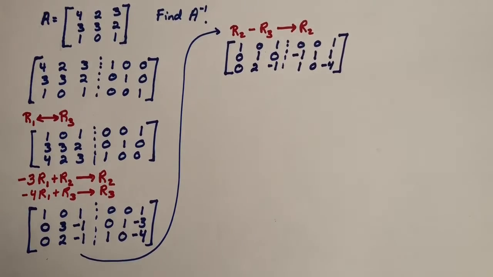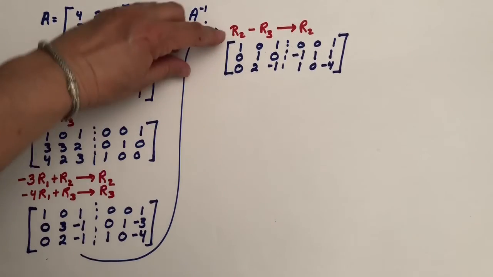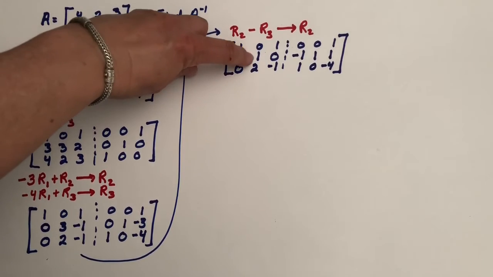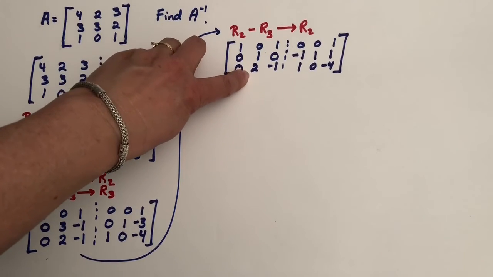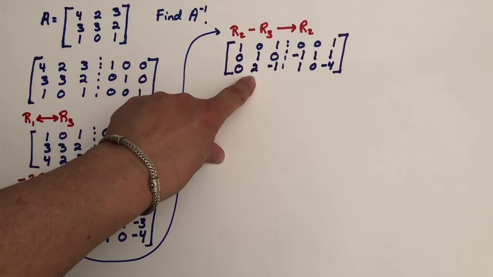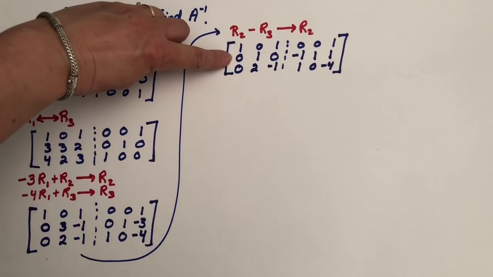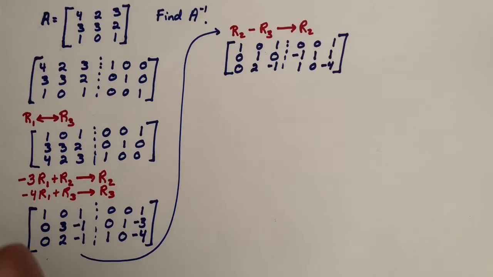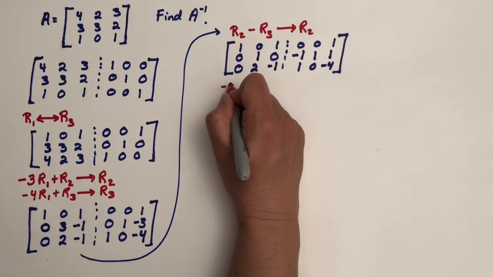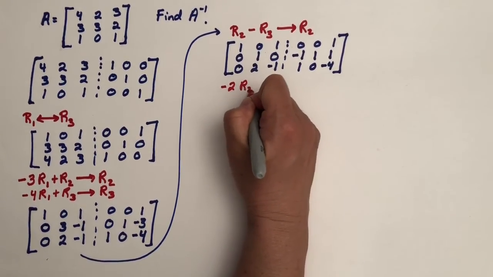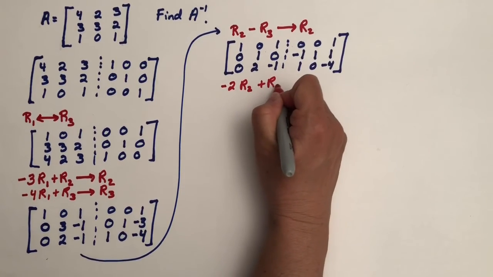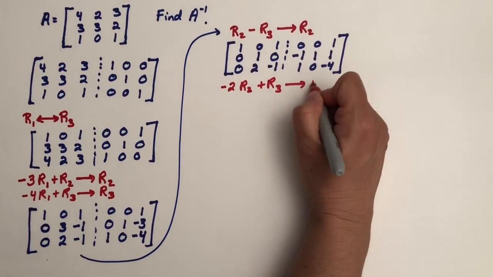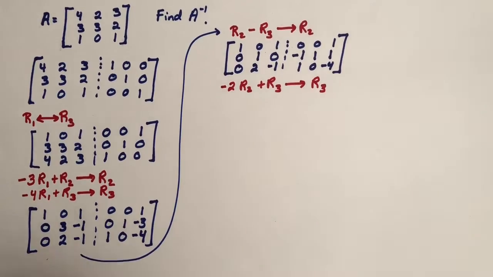And here we are. Now we need a 0 here. We've taken care of the 1, 0's beneath, or in this case, just this spot. We need a 0 right here. I'm going to multiply row 2 by -2 and add. So -2 times row 2. We're going to add it to row 3, and we're going to put the result in row 3. Here we go.